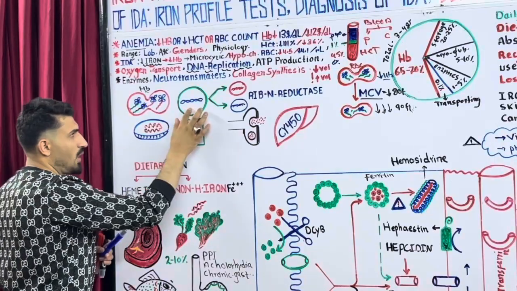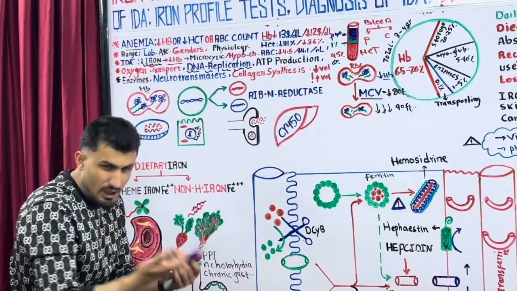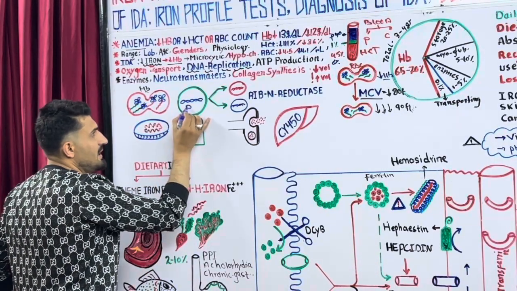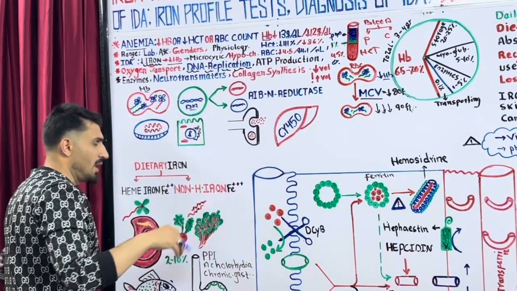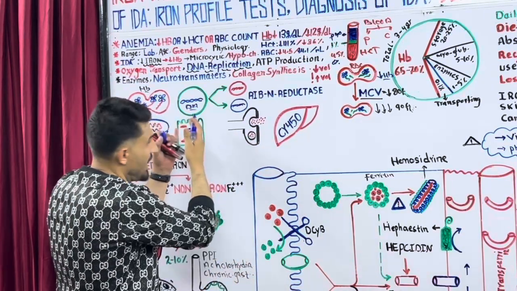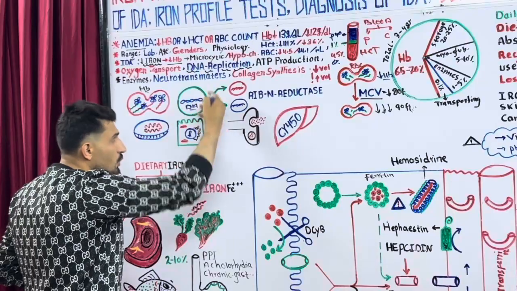For example, this is one cell. I want to make two cells from one cell. So this is DNA inside the cell. So I want to replicate my DNA into two copies.